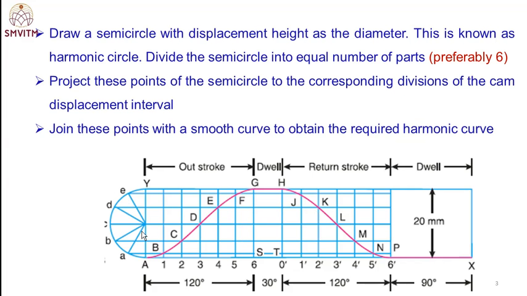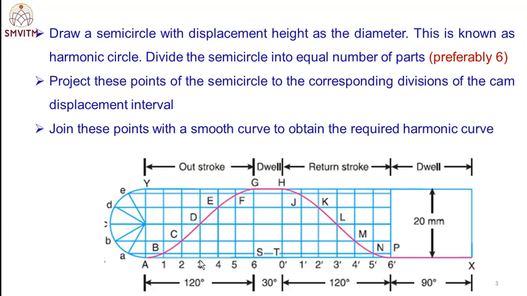Then draw a semicircle whose diameter is equal to the height of the displacement, that is 20 mm. Then divide the semicircle into 6 equal parts, 30 degrees each. Then mark the points A, B, C, D, E. Then project these points onto the lines 1, 2, 3, 4, etc. Then mark the points capital A, B, C, D, E, F, G, H up to P. These are the 12 displacement points.